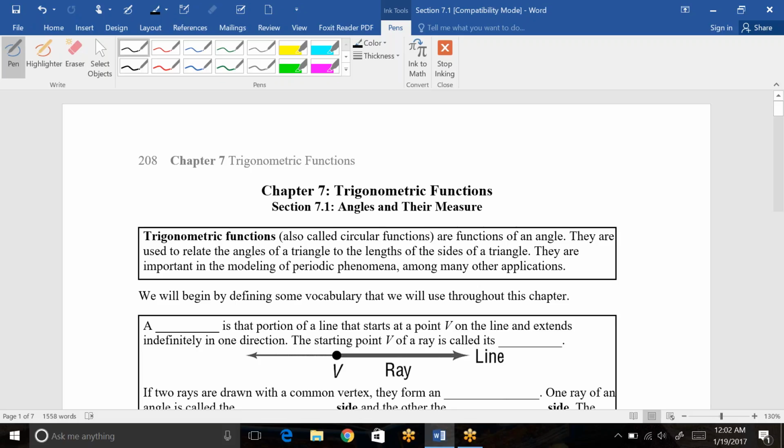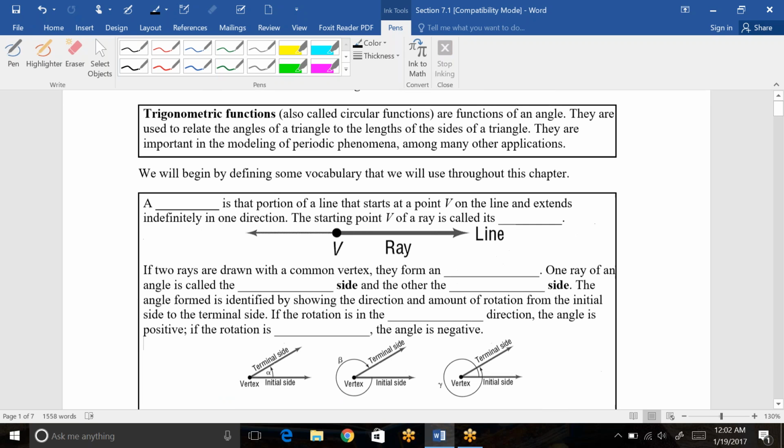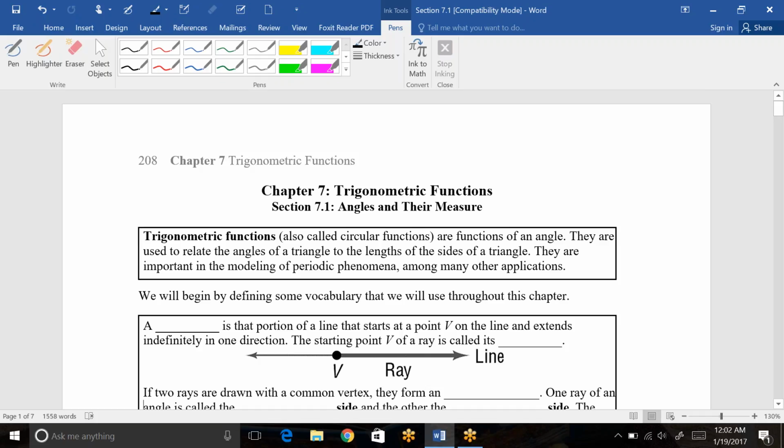So Chapter 7 is where we're going to be starting in trigonometric functions. We're looking at angles and their measures for section 7.1. Trigonometric functions are also called circular functions, and they are functions of an angle. They're used to relate the angles of a triangle to the lengths of the side of the triangle. They're important for us to model periodic phenomena and many other applications that we'll see throughout the semester. And this is going to be a generic definition for us for right now, but it's going to actually be a lot of what we're going to study throughout the semester.